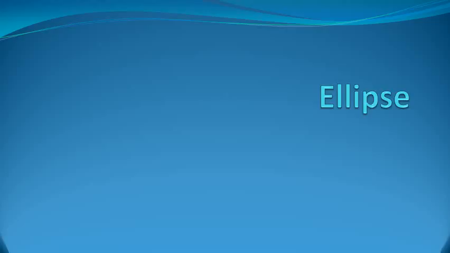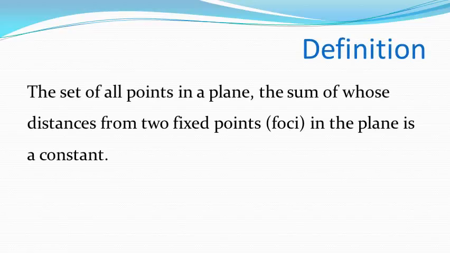Let us review the basic properties and formulae in ellipse. So an ellipse is a conic section and we can use the following as a working definition. It is a set of all points in a plane, the sum of whose distances from two fixed points in the plane is a constant. And the two fixed points are called the foci of the ellipse.